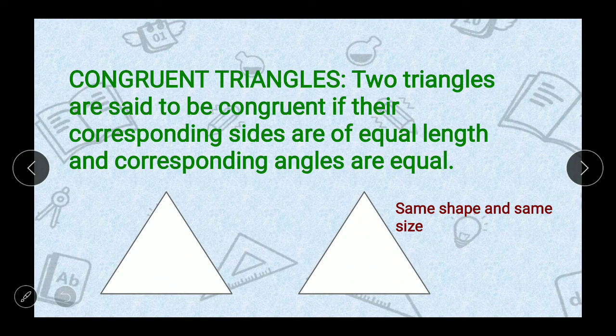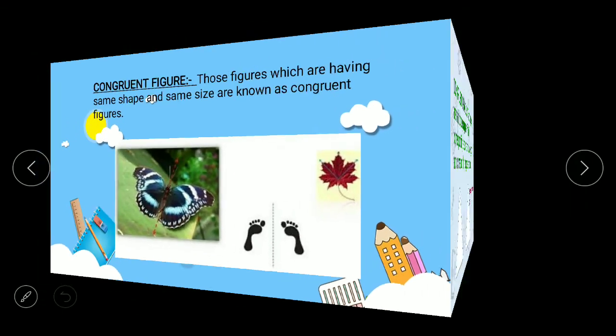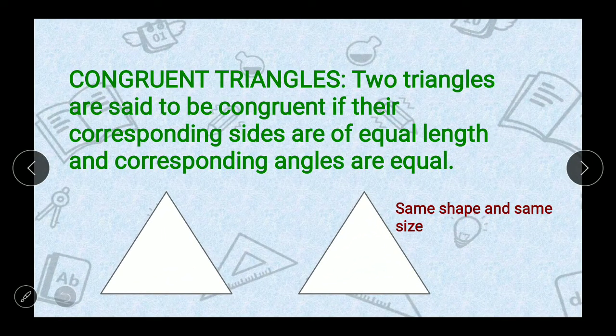Congruent triangles. Two triangles are said to be congruent if corresponding sides are of equal length and corresponding angles are equal. Means the triangles should be of the same shape and same size. Hence the triangles are congruent. Students, can you see in the previous picture also, these objects which are congruent are also similar, means looking the same. In these two triangles, they are also similar.